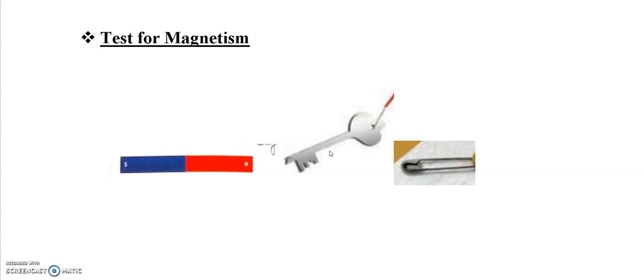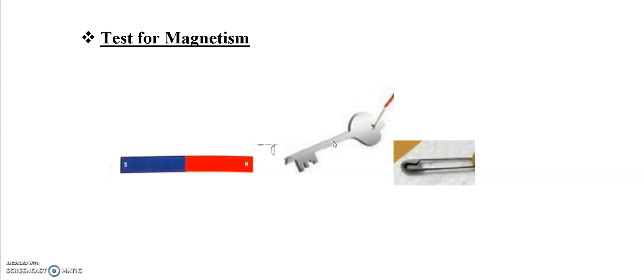And for that particular period of time, till which this key is attached to this magnet, this key would also act like a magnet. And this is the reason why this pin would get attracted to the key. But just because the safety pin is getting attracted to the key, that doesn't mean that this key is a magnet. All right? So we can say that attraction is not the surest test of magnetism.